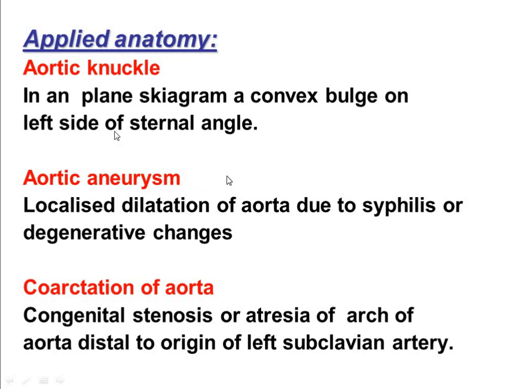Then another aspect is aortic aneurysm, that is the localized dilatation of aorta, which can occur due to the syphilis or due to some degenerative changes in the aorta. Another anomaly in relation to the aorta is congenital stenosis or the atresia of the arch of aorta distal to the left subclavian artery. Sometimes you have already done the development of CVS, so you have read about the coarctation of the aorta. That is congenital stenosis of the aorta distal to the region of left subclavian artery.